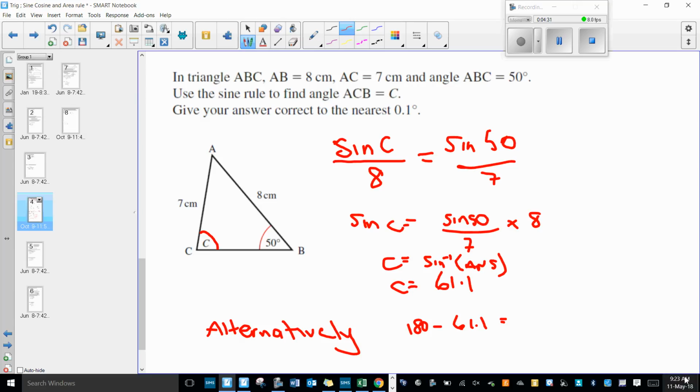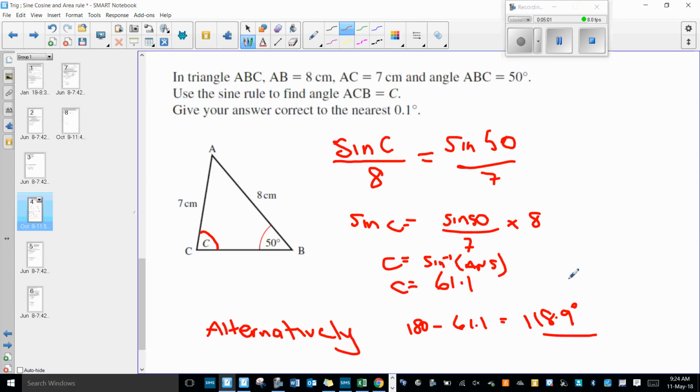If you had come up with 61.1 and they said what is the obtuse angle, you should look at that and say, oh, hang on a minute, that's not an obtuse angle, that cannot be right. So you would then calculate 180 minus 61.1 and get 118.9. And say, oh, look, that's an obtuse angle, that must be the one they're looking for. But they won't just, so if we just get this, and we don't put both.